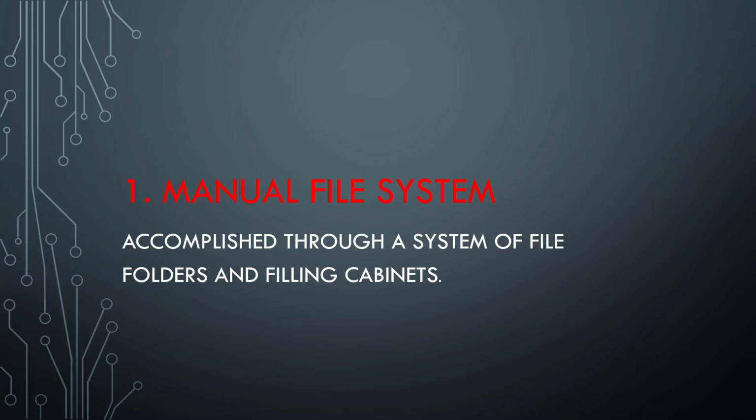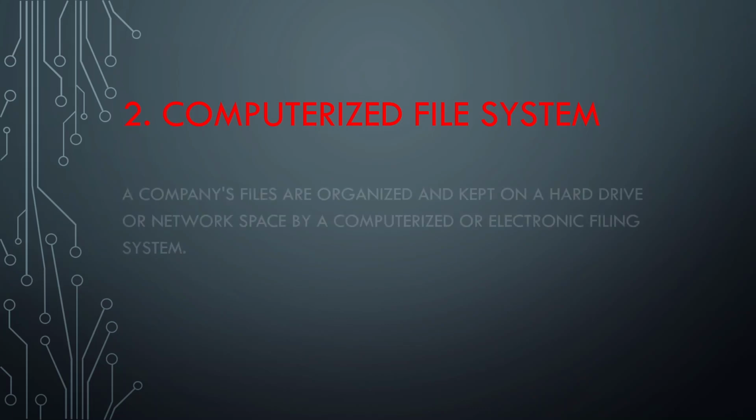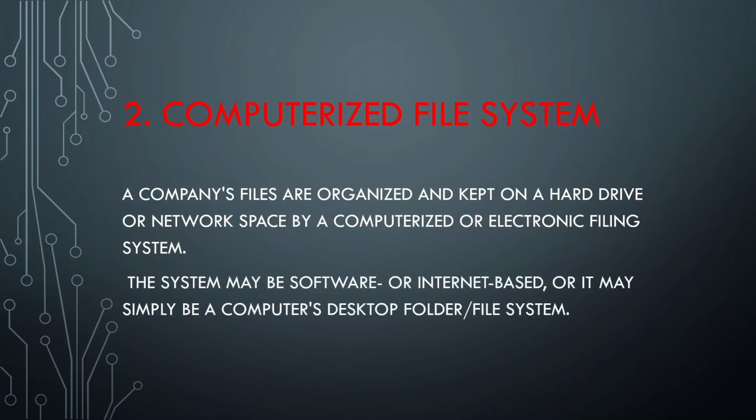We're going to move on now to number 2, which is computerized file system. So this is where things started to get digitalized a little bit. Nothing too fancy, nothing too much. It was just a company's files are organized and kept on a hard drive or network space by computerized or electronic filing system. See? Computerized filing system, cabinet system. You see the change there, right? What else do we got? The system may be software or internet based, or it may be simply a computer's desktop folder file system.